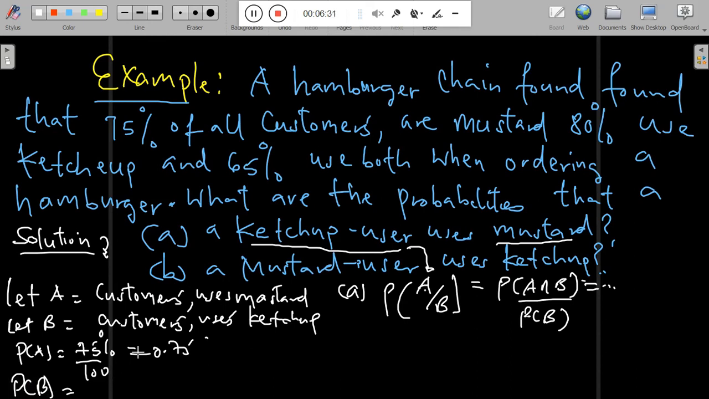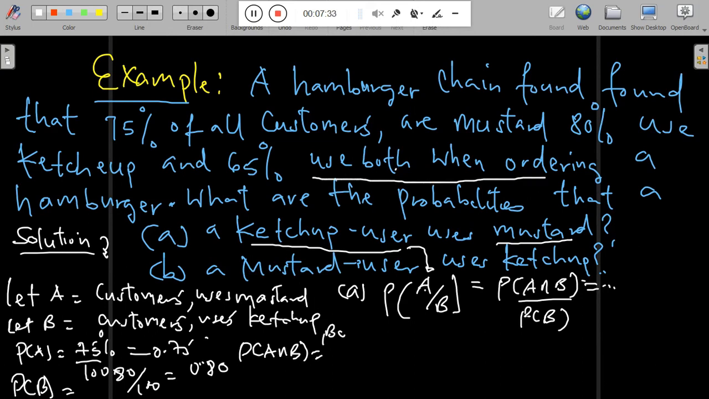But we need to find the probability of B. B represents the customers who use ketchup. Referring to the question above, those who use ketchup were 80%, not 65%. So we take 80 divided by 100, where we obtain 0.80.